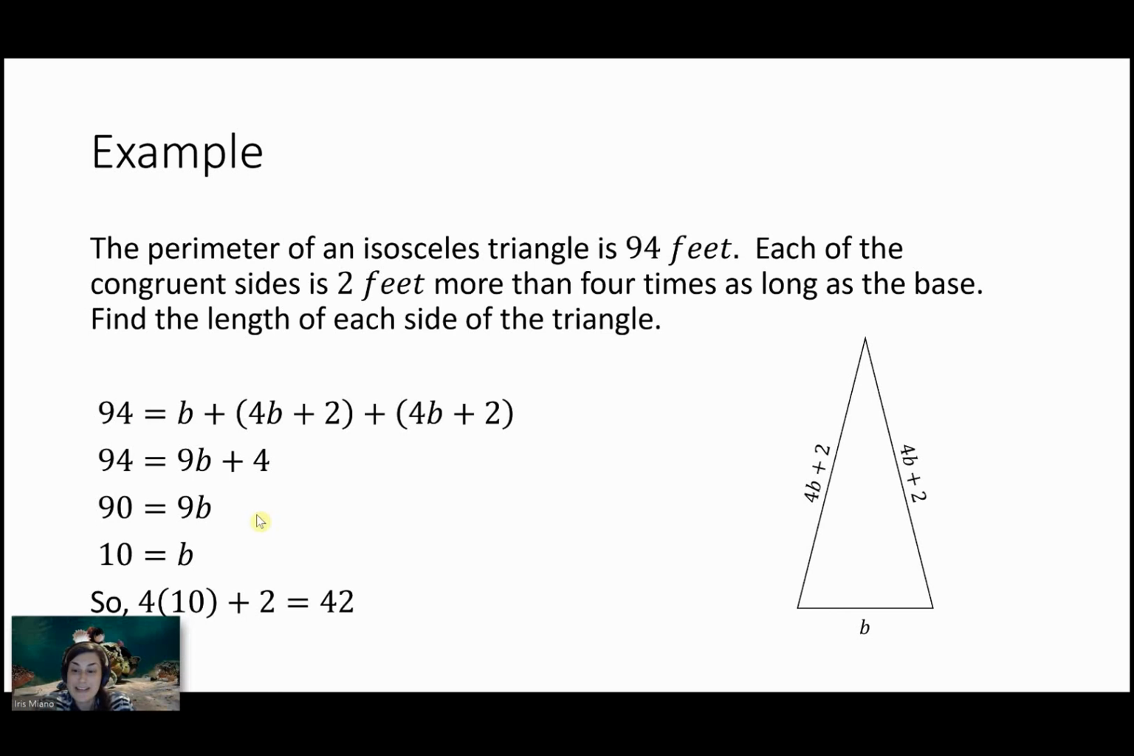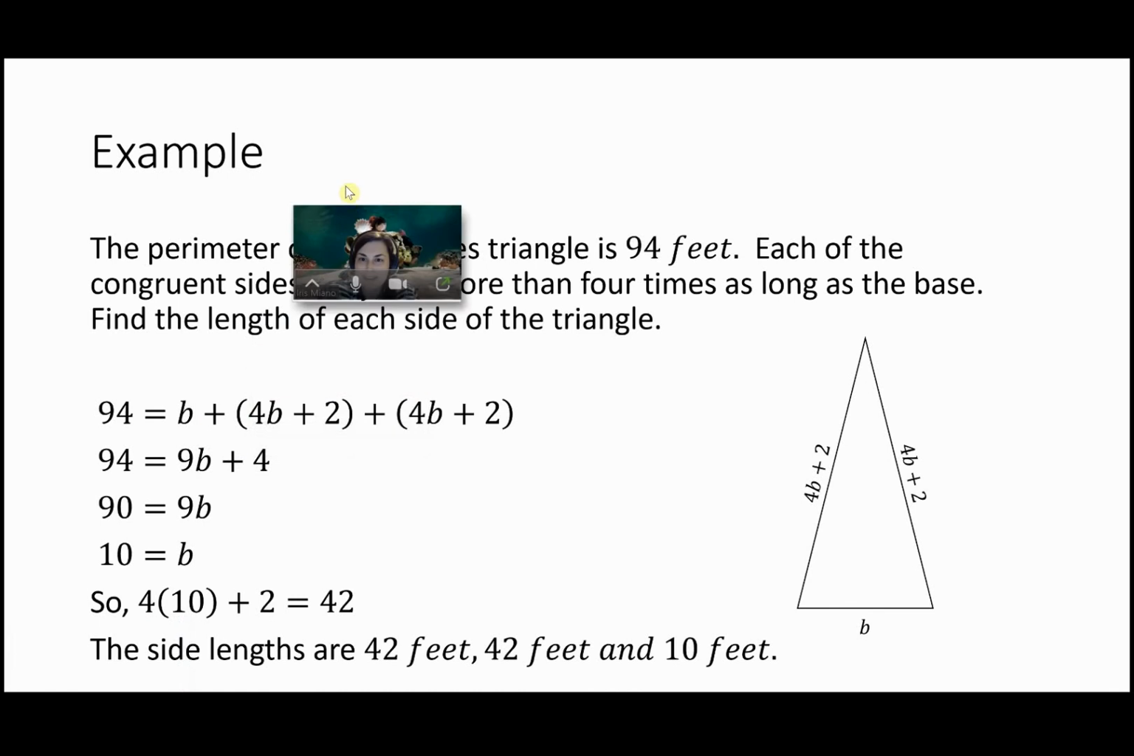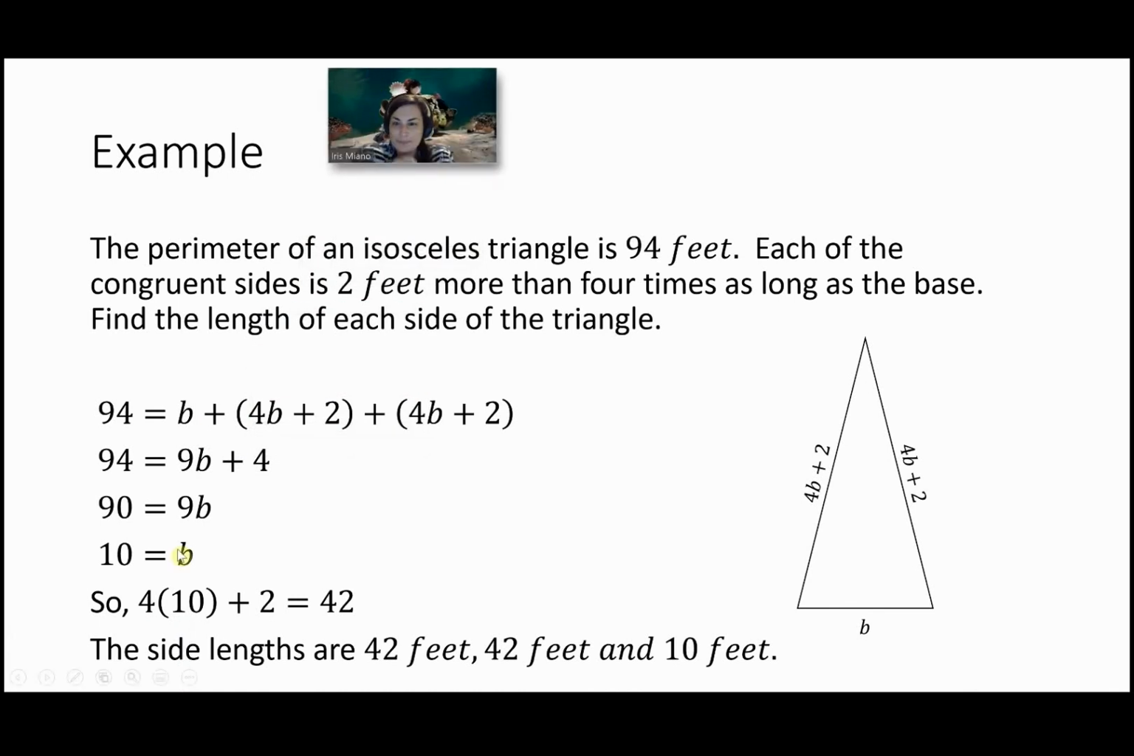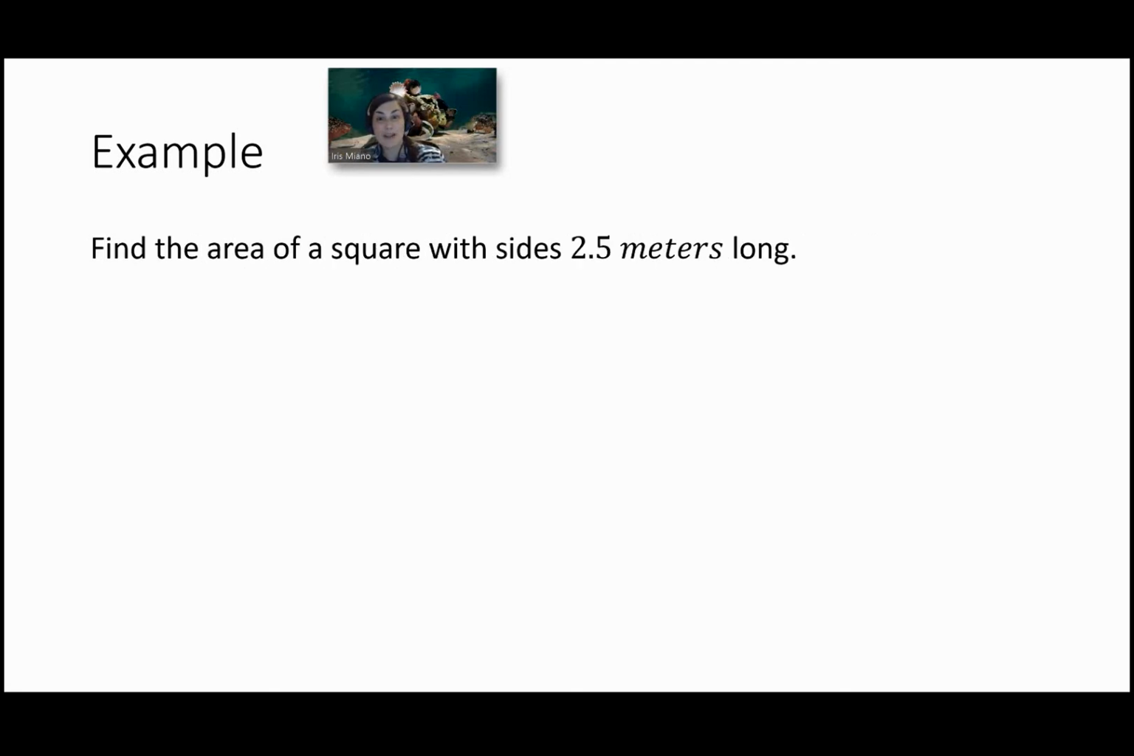So you need to put that b back into the 4b plus 2 expression and calculate the congruent edges as being 42 feet in length. So it would be appropriate to represent it as 42 feet, 42 feet, and 10 feet. You should have 3 separate answers with appropriate units affixed. Okay, cool. That's it for that one. Moving on to the next example.